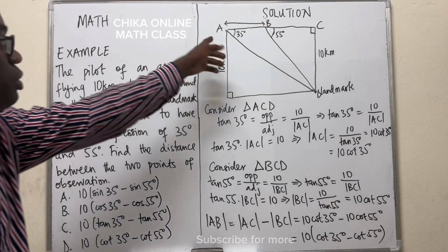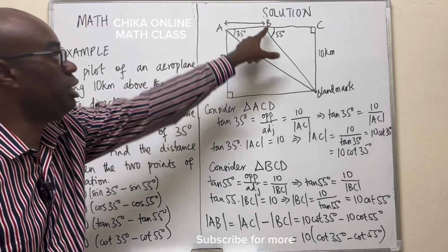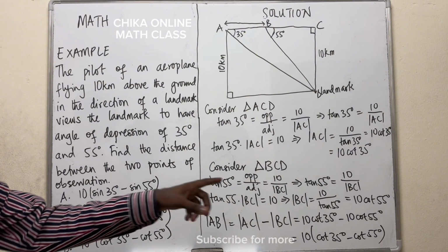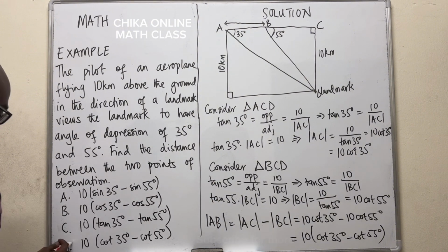So the distance between the 2 points of observation is AB, which is 10 times cot 35 minus cot 55. So the answer is option D.